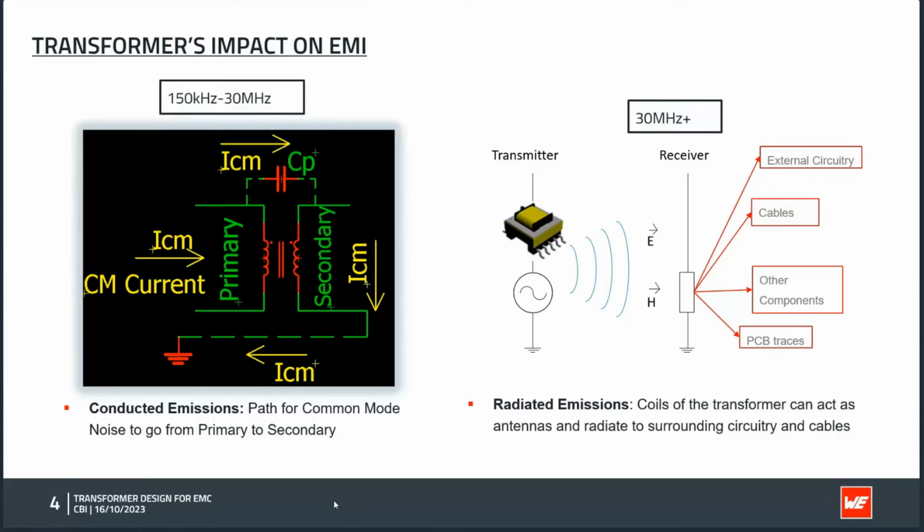On the right hand, you see the radiated emissions. This is the high frequency regime in the, let's say, more than 10 or 30 megahertz. In this regime, the source of the noise is really radiated into the air. So we consider the transformer in this case like an antenna. Whatever signal we put into the transformer, it will be emitted as radiation.